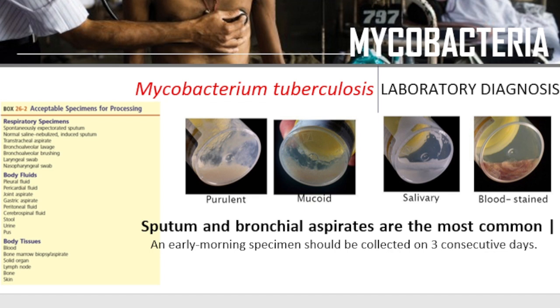Sometimes the blood stain is produced whenever the airway is wounded or there are holes created in the lungs, so the specimen or sputum has blood.